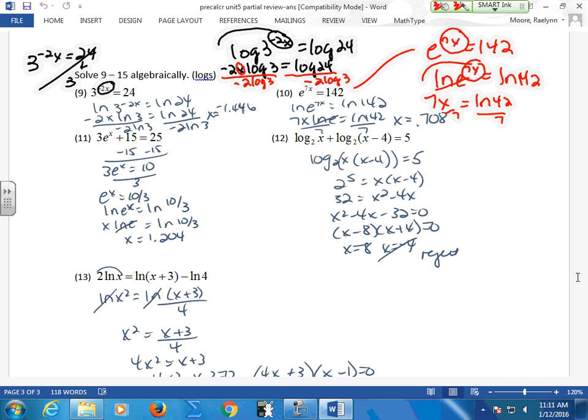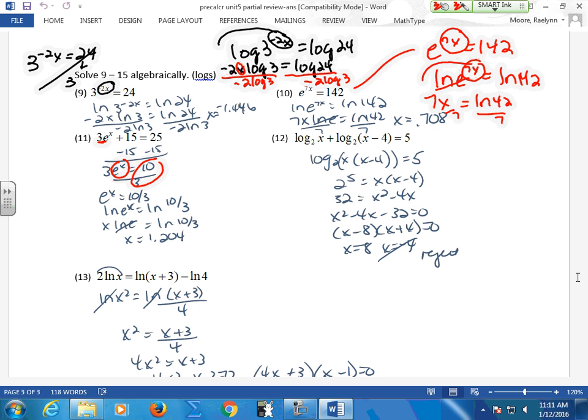11 is not very different, except I just added a couple of more obstacles here. You want to isolate this guy. So the first thing you want to do is subtract 15. You want to isolate this, so divide by 3. You could divide by 3 if you divided the 15 by 3 also. So if you wanted to divide every term by 3, you could. But I would wait till it's isolated first and then divide by 3, but that's up to you.